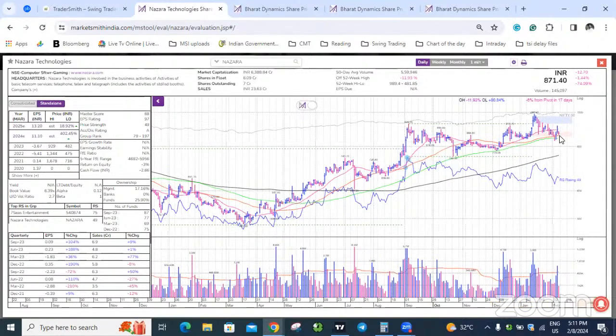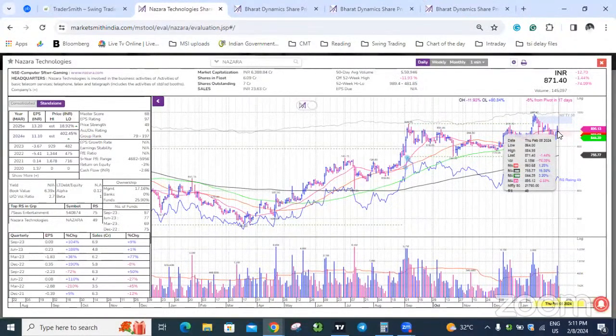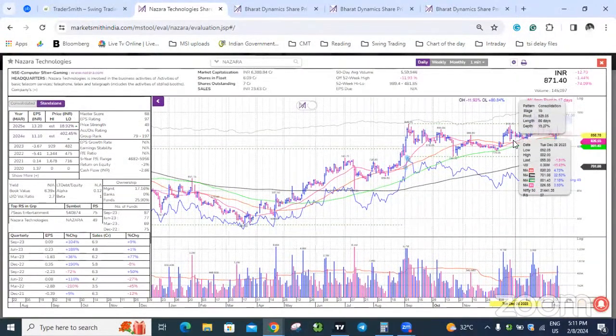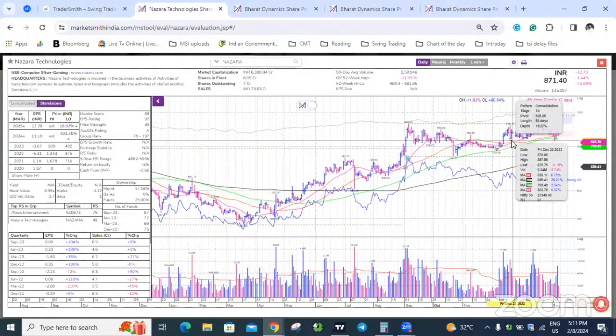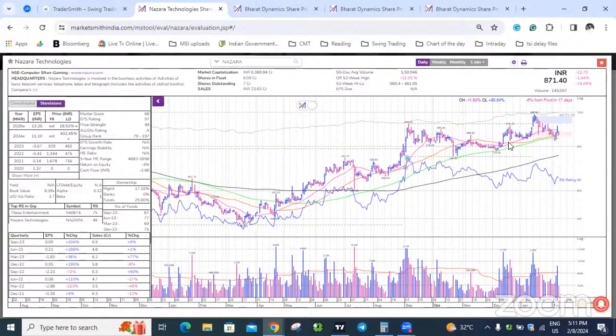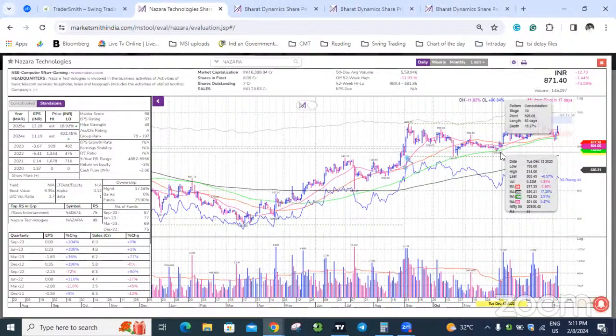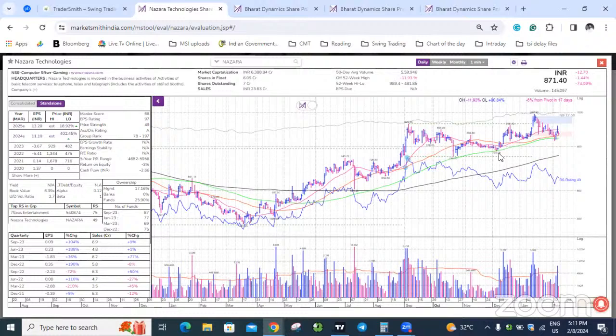However, the selling volume is slightly lower, which is a very good sign. So here one can continue to hold this stock with a strict stop loss on a closing below its swing low, around the 820 level. After 820, the next major support is placed around 750-760. That is a major support level for Nazara Tech. Until then, it's likely to continue this sideways trend.